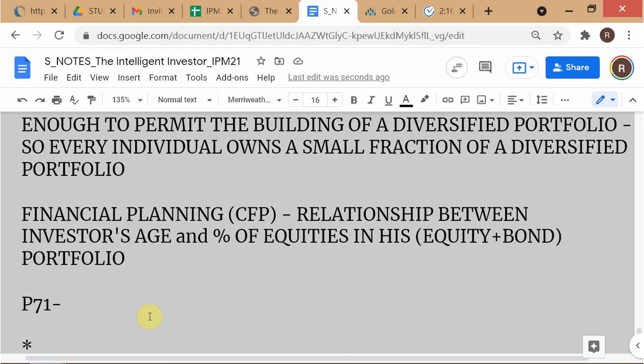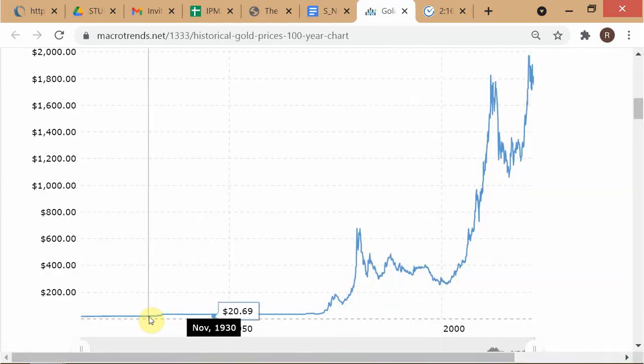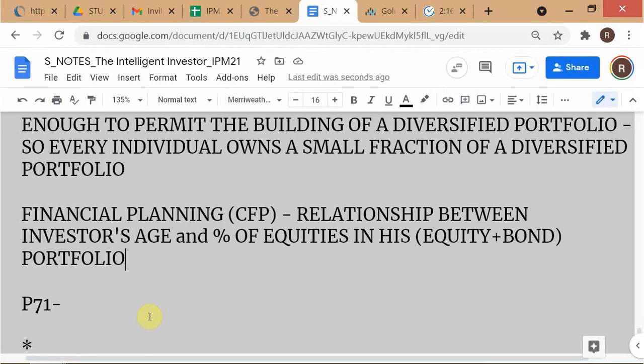Is my question clear? The question is clear, but I guess I don't know. So anyway, I'll give you the answer. The answer is that the relationship is inverse. So you should know these things before you go for a financial planning interview.